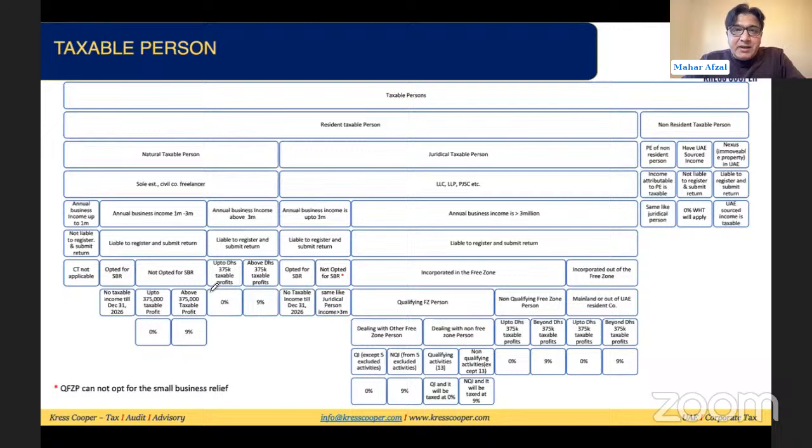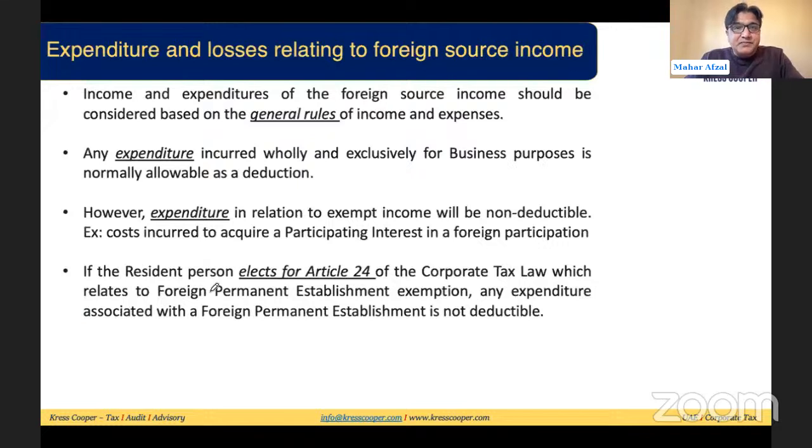The tax rate is the same, but UAE sourced income will be subject to tax one time, and on foreign sourced income you have already paid tax outside the UAE, so you will again get credit. This will come in there. Now, expenditure and losses related to the foreign source income. Now we are typically discussing the foreign source income.